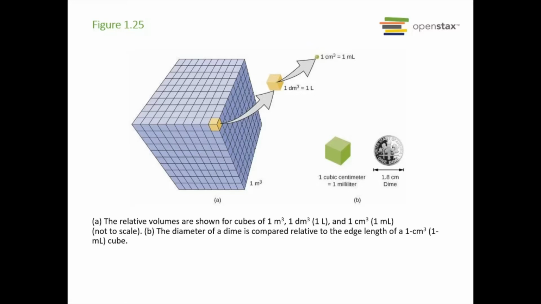So here's also kind of looking at these relative volumes, so you can see what they look like. So here's this figure A. This big guy here is 1 cubic meter, and then it goes down to 1 cubic decimeter, which is also a liter, and then we take a little cube of that, and that's 1 cubic centimeter, which is the same as 1 milliliter.